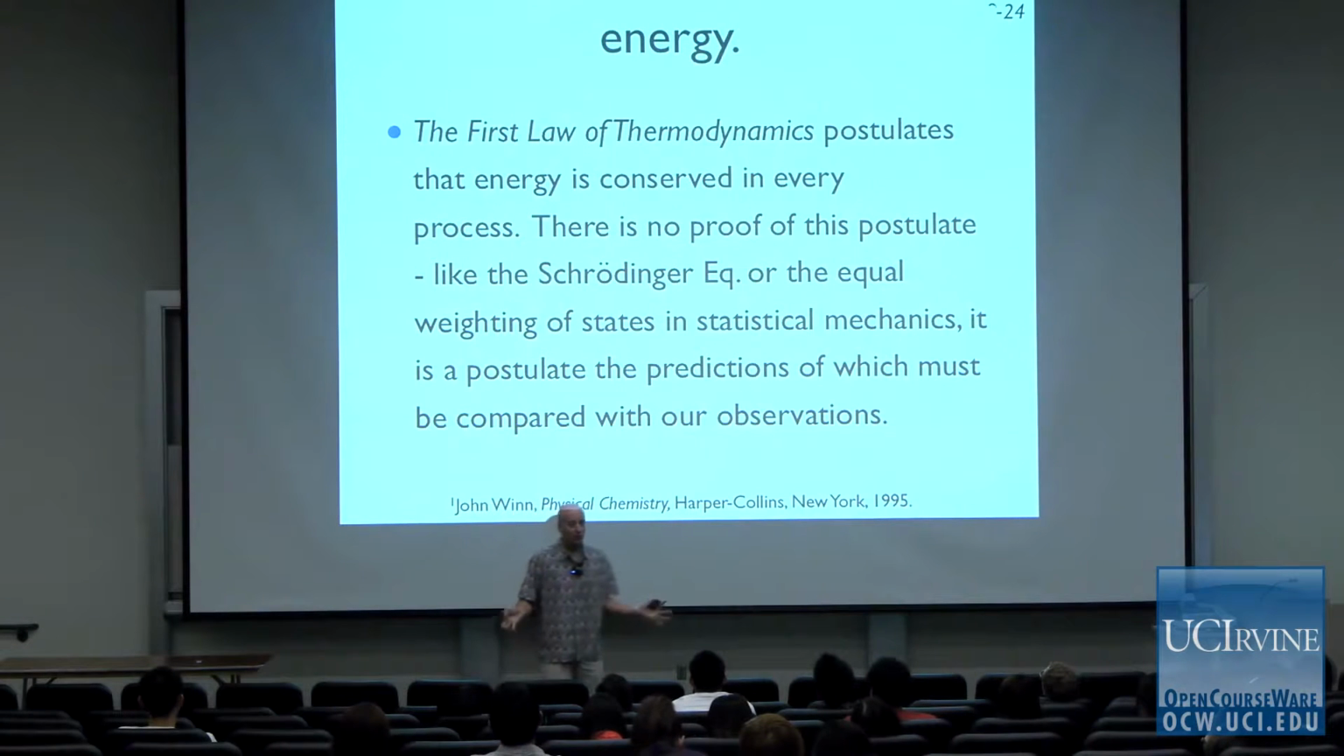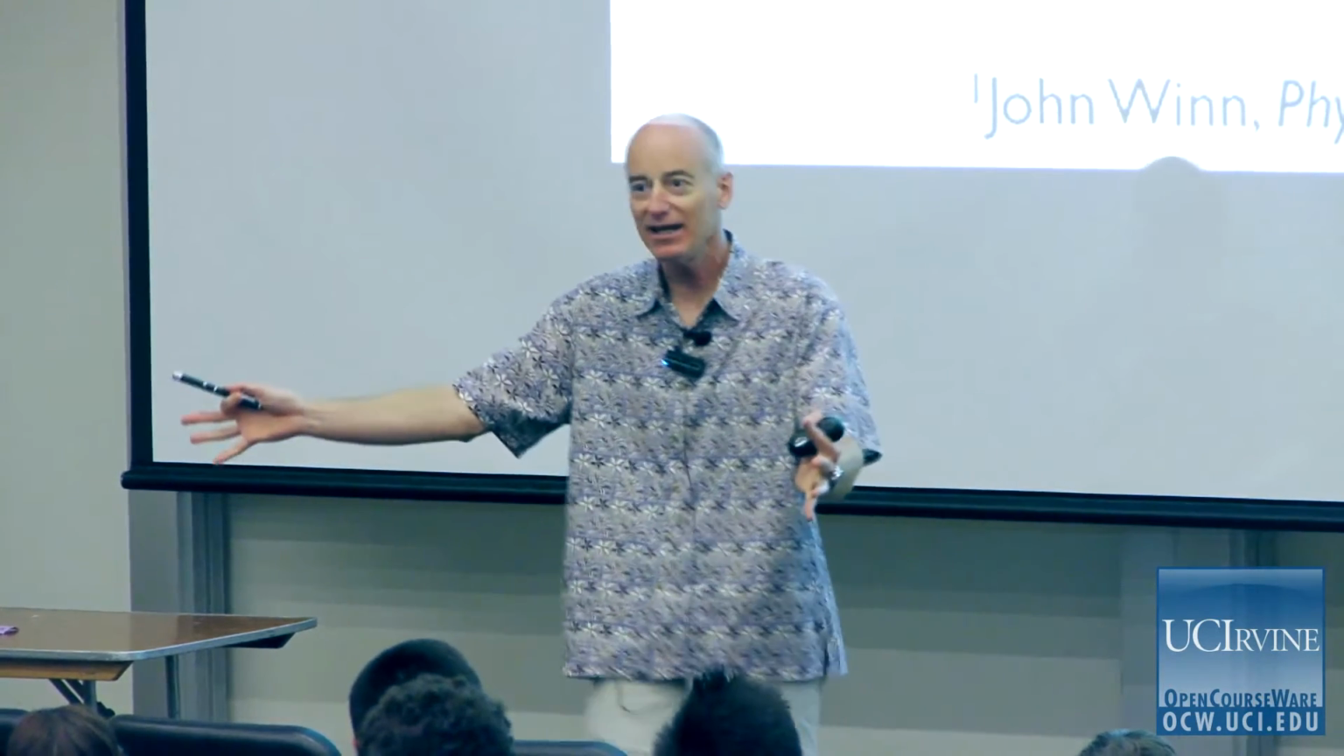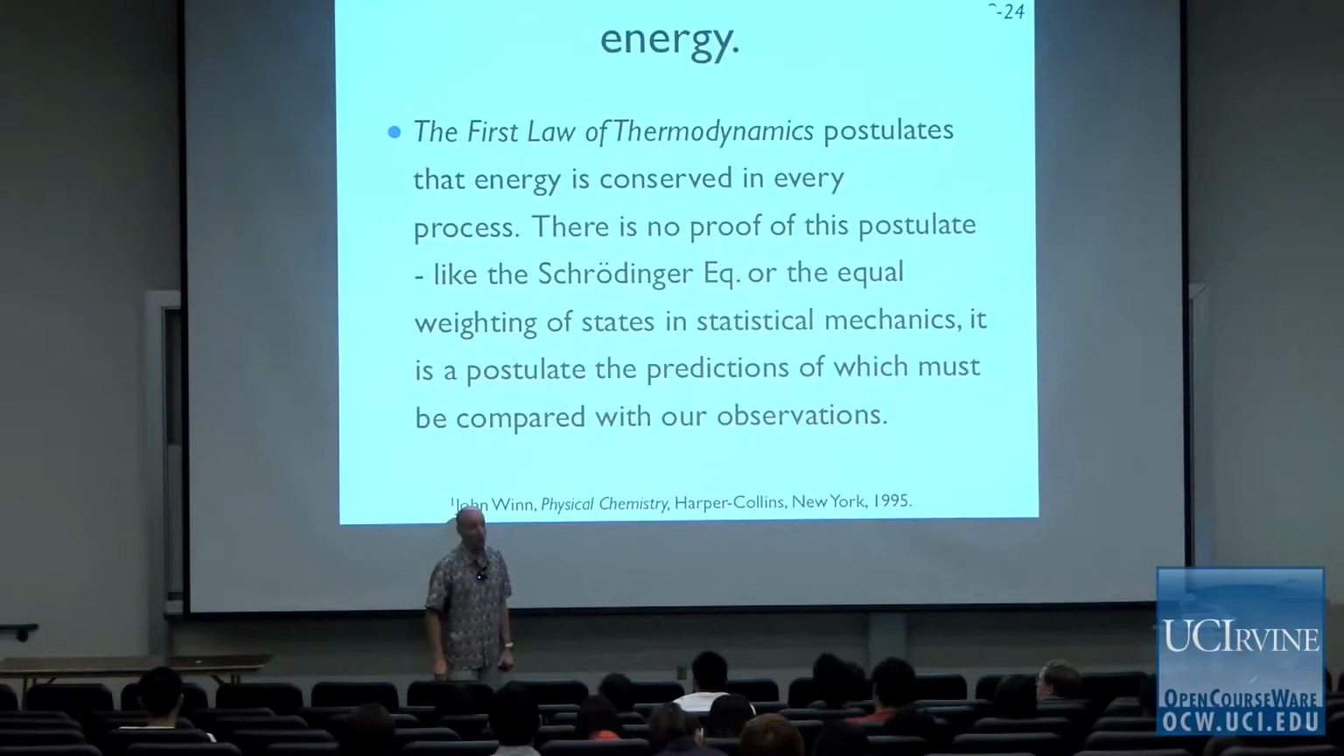It's like the Schrödinger equation. There's no proof for the Schrödinger equation. Schrödinger proposed the Schrödinger equation, and we compare it with experimental observations that we make in quantum mechanics on how systems really work. And we keep finding out that the Schrödinger equation predicts the right thing over and over again, no matter how the system changes. And so we have more and more confidence that it's correct, but there's no proof that it's correct.